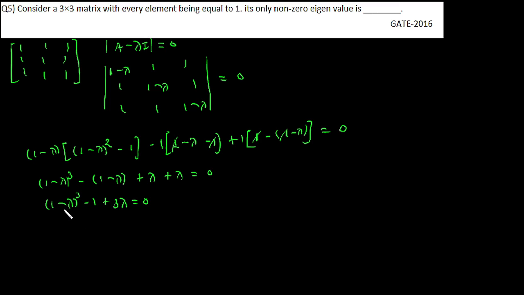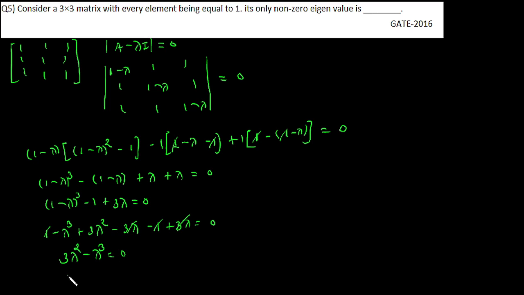Now let's expand this cube term, so here (1 minus lambda) cube is 1 minus 3 lambda plus 3 lambda square minus lambda cube; the 3 lambda square and lambda cube remain as they are, minus 1 and plus 3 lambda, equal to 0. So here this 3 lambda will cancel with this, and this plus 1 cancels with this minus 1. So at the end we are getting simply 3 lambda square minus lambda cube equal to 0.